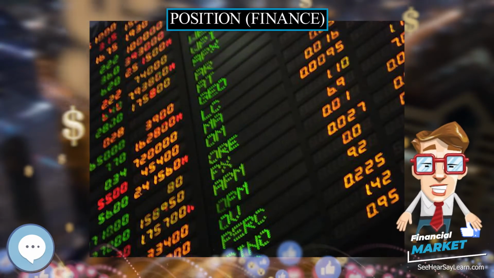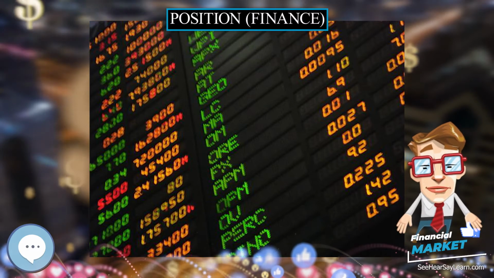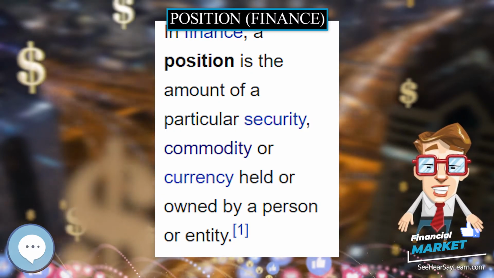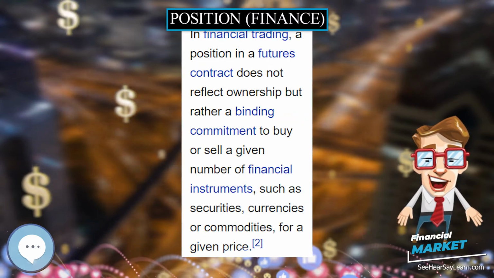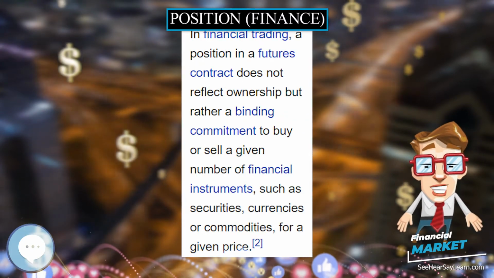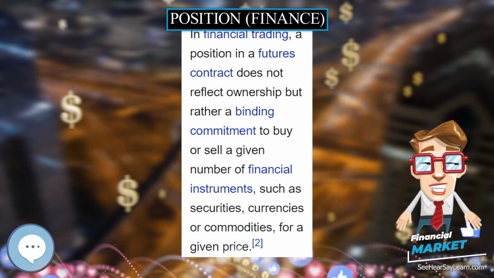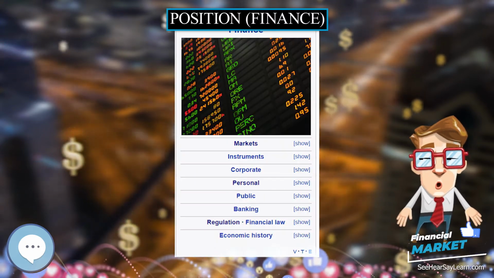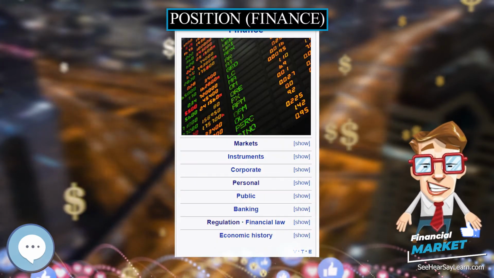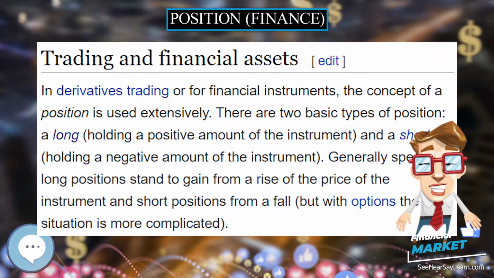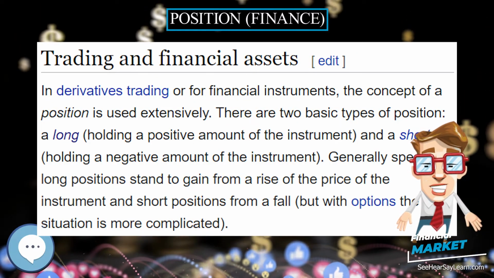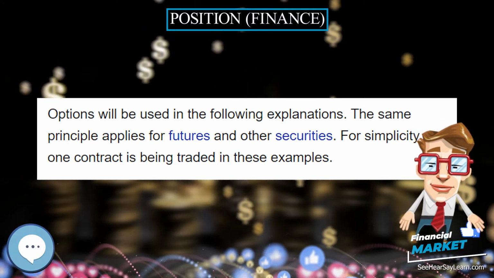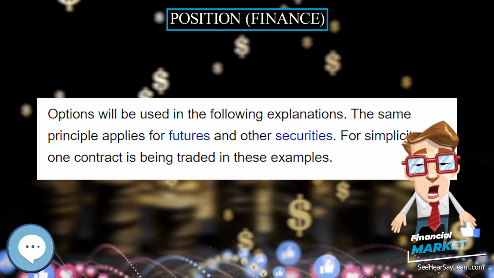Position, finance. In finance, a position is the amount of a particular security, commodity or currency held or owned by a person or entity. In financial trading, a position in a futures contract does not reflect ownership but rather a binding commitment to buy or sell a given number of financial instruments, such as securities, currencies or commodities, for a given price.